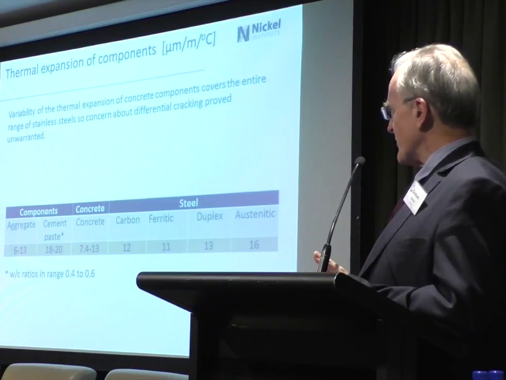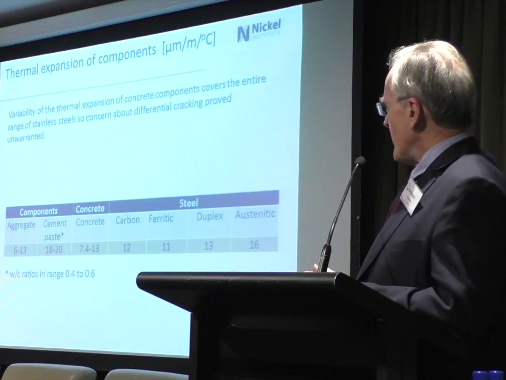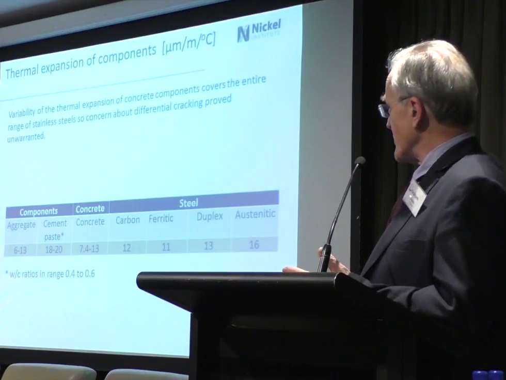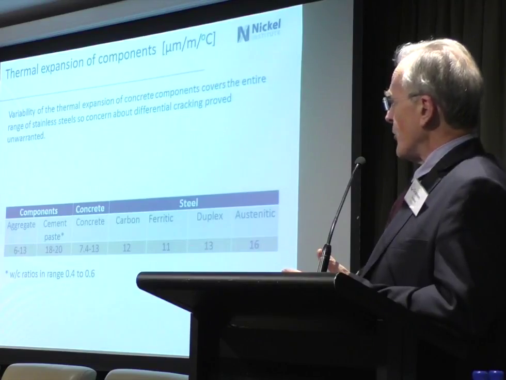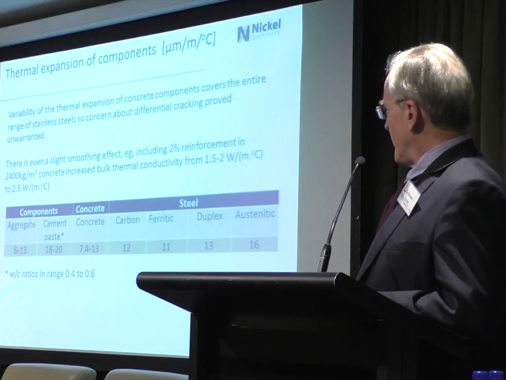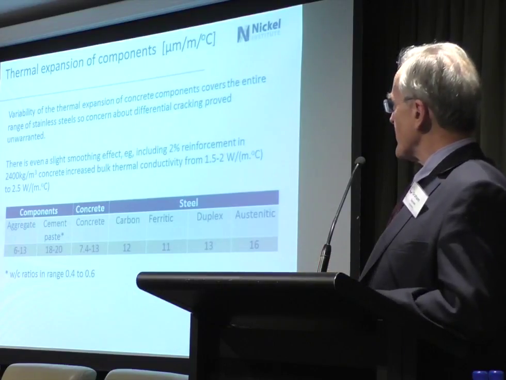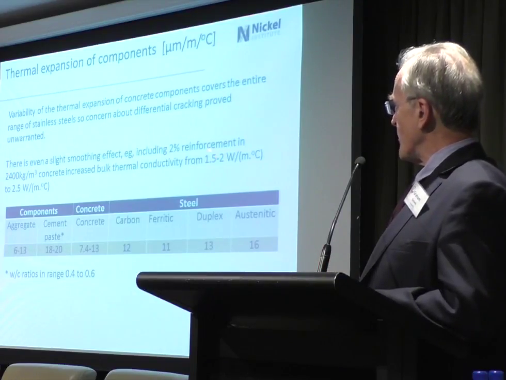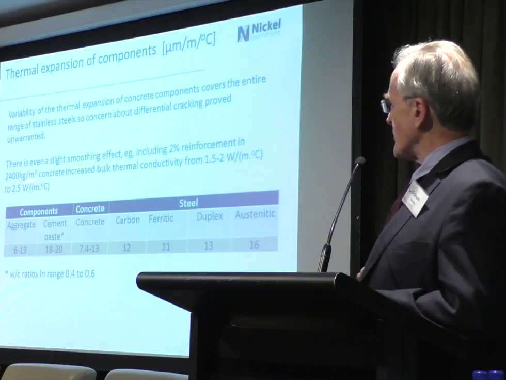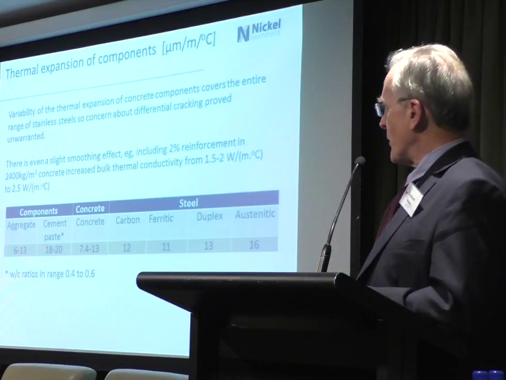So these numbers are for 0.4 to 0.6 water cement. Apart from that, I don't see an issue in terms of sizes and temperature changes, the whole thing is really a bit of a furphy. There is even, this is a comment, I can't remember where it was now, it's in the paper, a slight smoothing effect. So if you put some reinforcement in there, 2% reinforcement gives you a slight change in the thermal conductivity overall, but it's a second order effect. Why would anybody bother being worried about that?